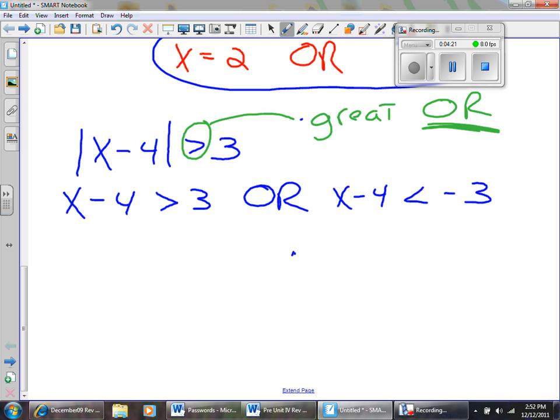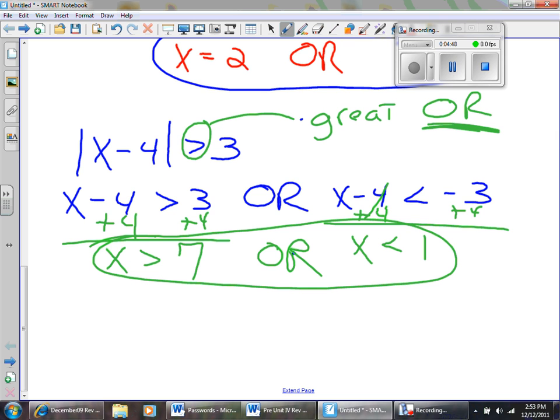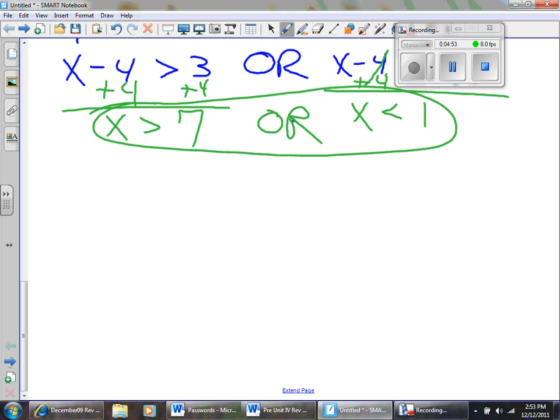All right, I'll solve over here. I'll add 4 to each side, and I'll find out that x is greater than 7. Or over here, I will add 4 to each side, and I'll come up with the inequality that x is less than 1. There is my solution. If I have a game and you win the game one of two ways, you can win if you get a number greater than 7, or you can win if you get a number less than 1.